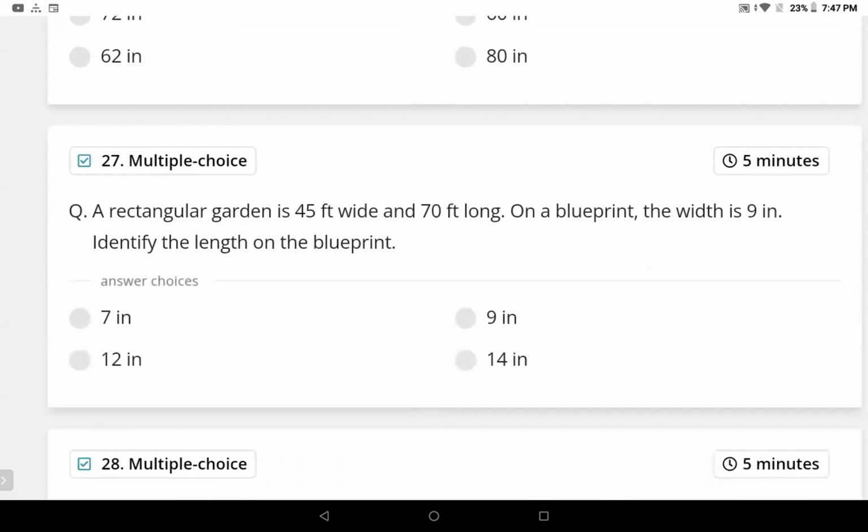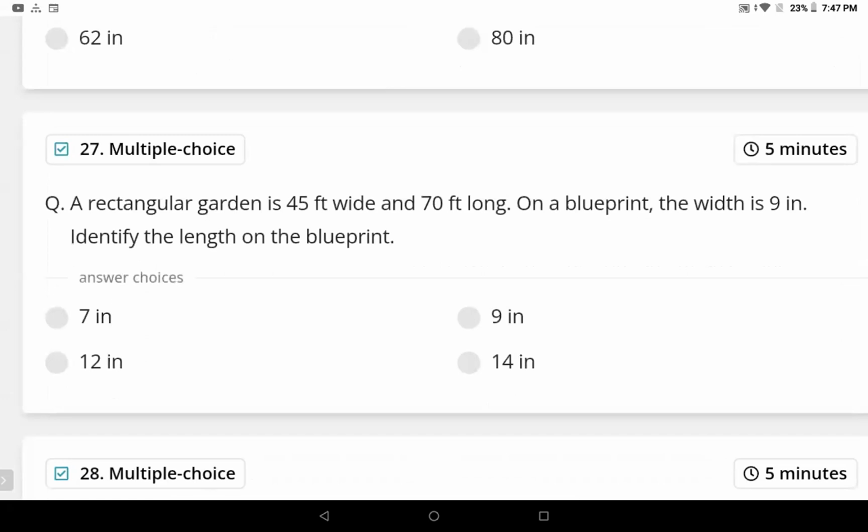72. Yes, continue. A rectangular garden is 45 feet wide and 70 feet long. On a blueprint, the width is 9 inches. Identify the length on the blueprint. So this rectangular garden is 45 wide and 70 long. Blueprint, it's like a blueprint. The width is 9. Okay, even we can use the same technique, ma'am. It will be 14 inches. Very good. 14 fives are 70. 9 fives are 45. Wonderful.